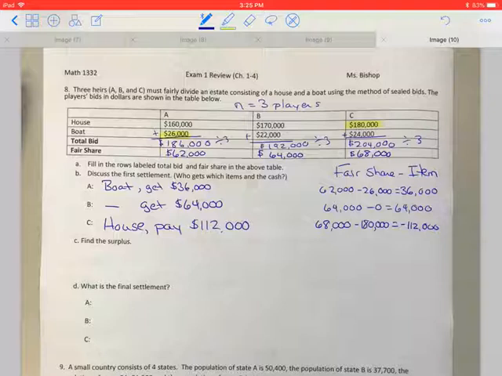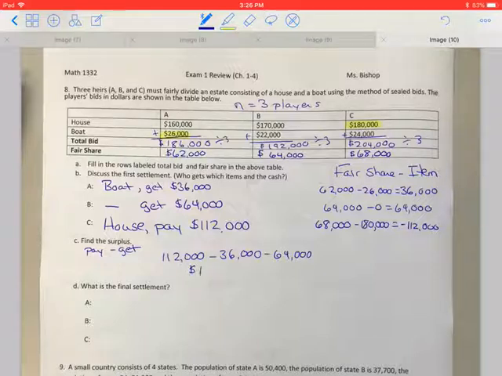Now we want to find the surplus. The surplus is going to be the pay minus the gets. We paid in $112,000, and the other players took out $36,000 and $64,000. If you subtract that out, you end up with a surplus of $12,000. That surplus is going to get divided amongst all the players. So 12,000 divided by 3 gives me 4,000 per player.